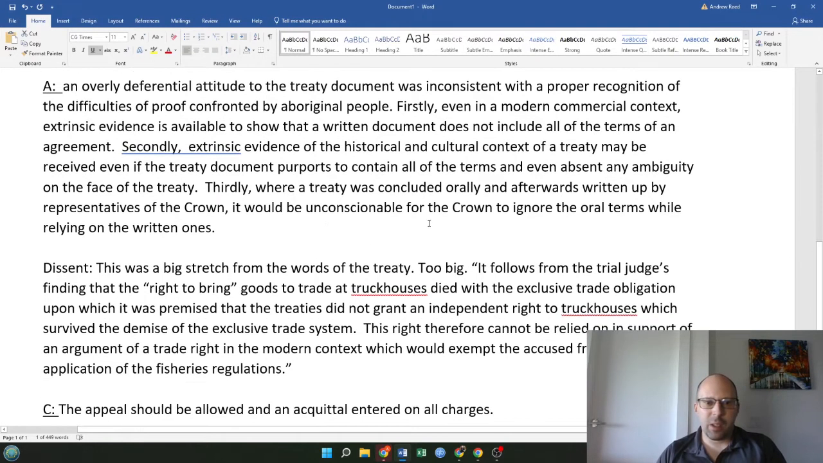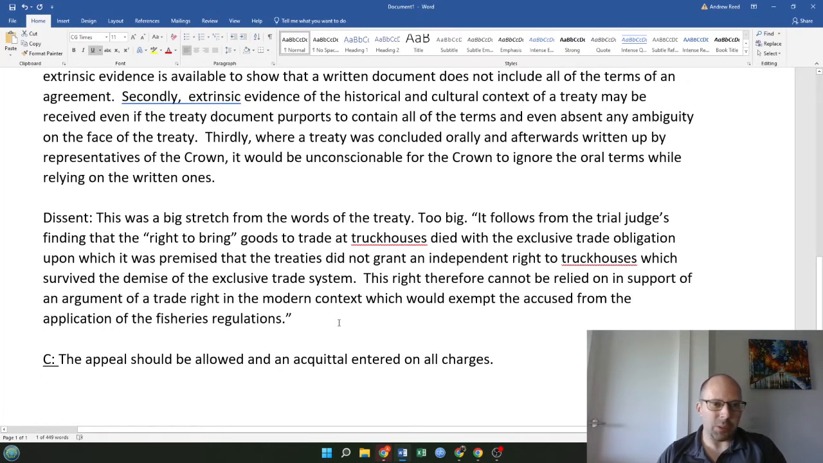And the dissent in this case makes a fairly good argument. They're saying that this was a big stretch from the words of the treaty. That's my opinion there. Too big of a stretch. So they're saying that it follows from the trial judge's finding that the right to bring goods to trade at truck houses died with the exclusive trade obligation upon which it was premised, and that these treaties did not give the right to trade, basically, that we're just reading too much into it, that the majority is reading too much into it. Nonetheless, that was a minority.